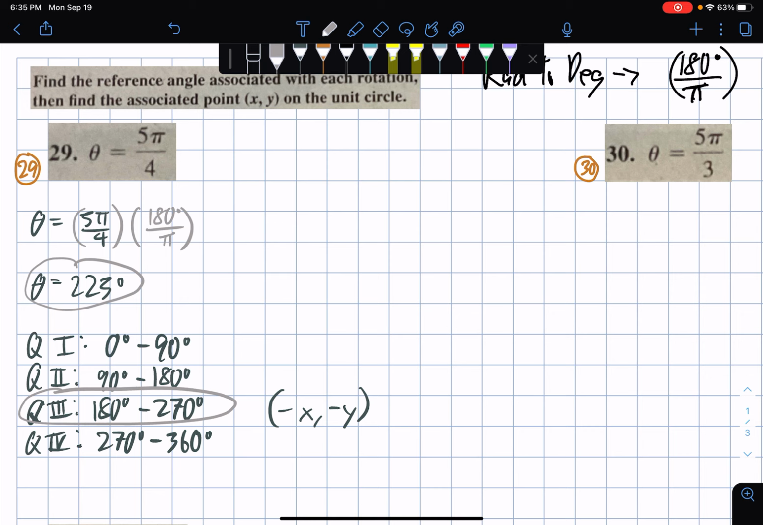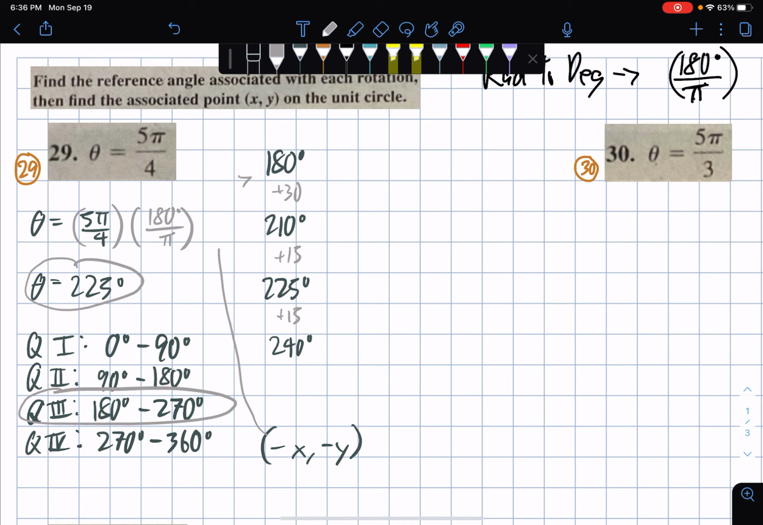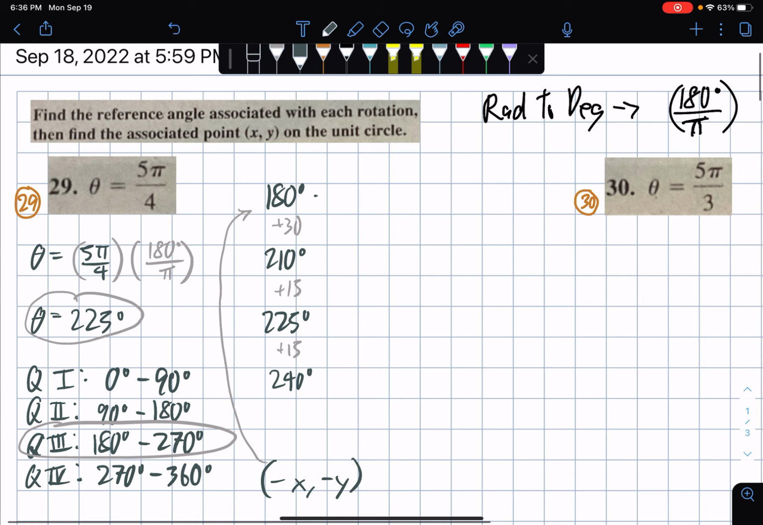Let's enumerate what we have within quadrant 3. Starting from 180 degrees, plus 30 is 210 degrees, plus 15 is 225 degrees, and another plus 15 we get 240 degrees. We'll be stopping there. 180 degrees is equivalent to pi, since in the previous videos it was stated that 360 degrees is equal to 2 pi. We'll keep that in mind.